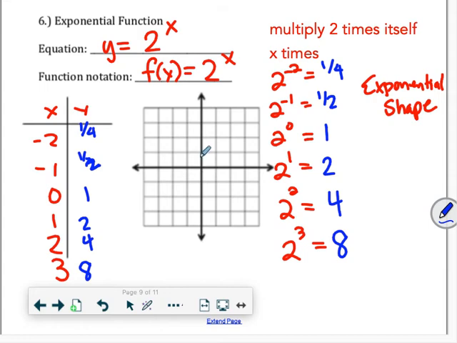So at 0, I'm going to be up at 1. At 1, I'm going to be up at 2. At 3, or excuse me, at 2, I'll be at 4. And then over here it's going to be at 1/2 and 1/4. Now you can barely see that 1/4 dot. We're getting super close to the x-axis here. And so I'm growing really fast, exponentially big. And that's kind of how I remember what this graph looks like. Kind of looks like a slide.